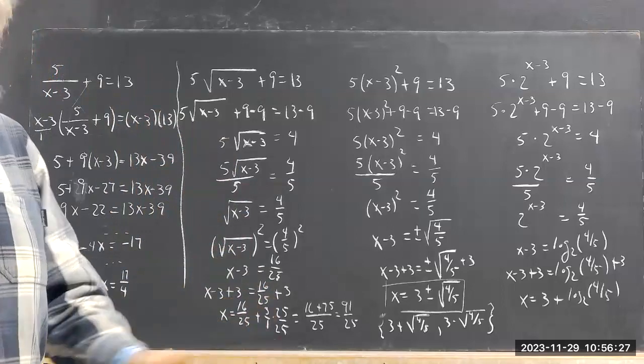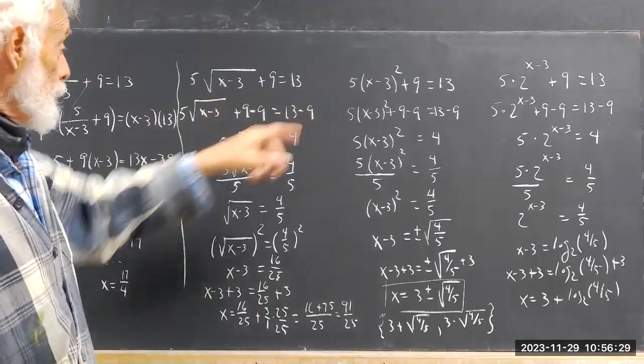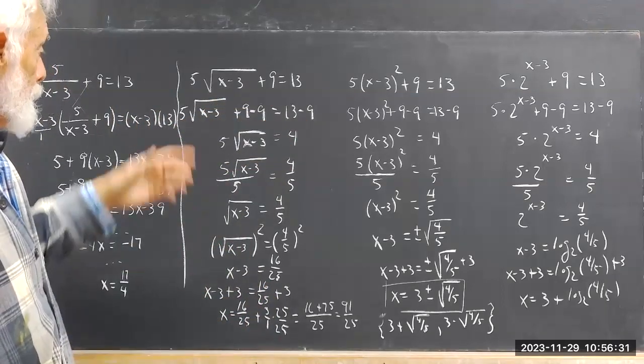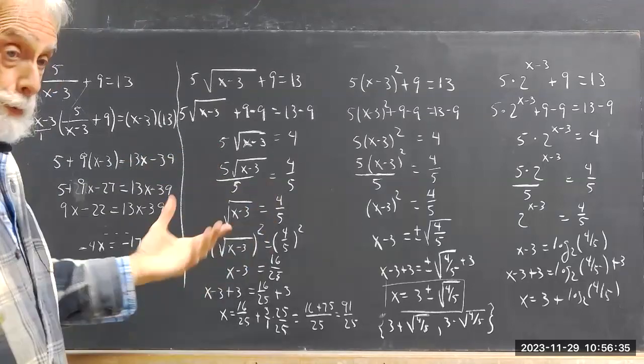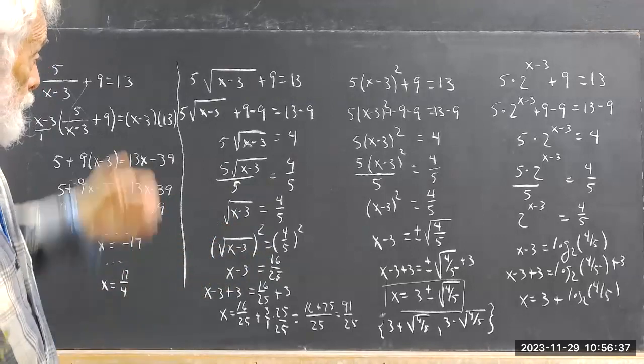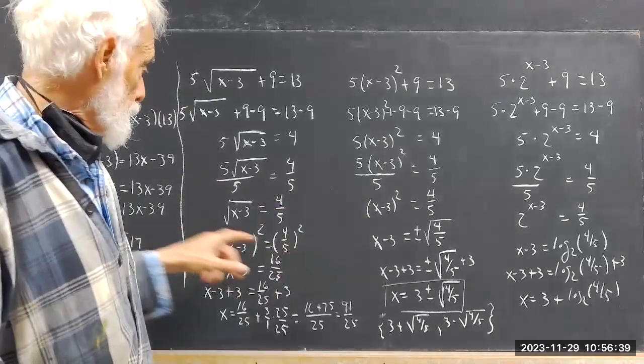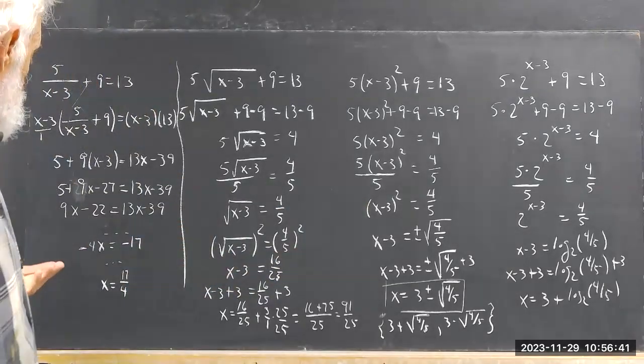You're probably getting used to this. We subtract the 9 from both sides, and then we divide both sides by 9, and we get the square root of x minus 3 equals 4/5. Okay, just very much like what we had here, except this is a square root. And what do we do with that?